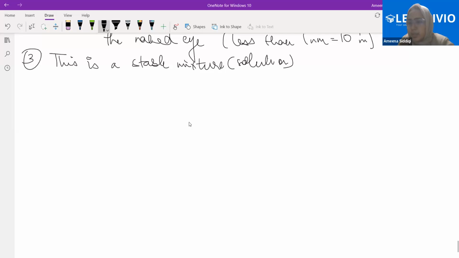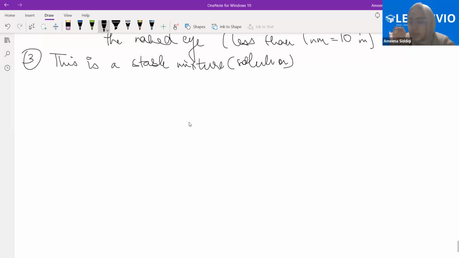Yes, they will not separate out because they have actually been mixed properly. So in case we leave the mixture as it is for some time undisturbed, if the particles do not settle down at the bottom of the container, they remain properly mixed, then that means it is a stable mixture or a stable solution. Fine.